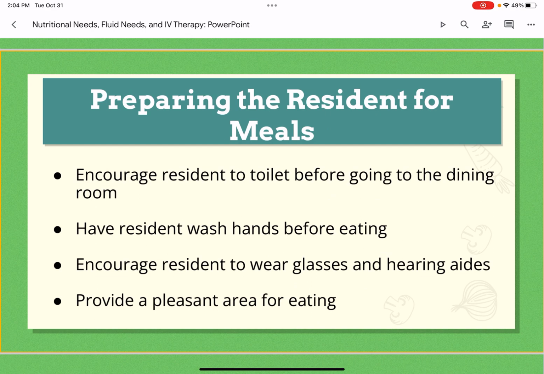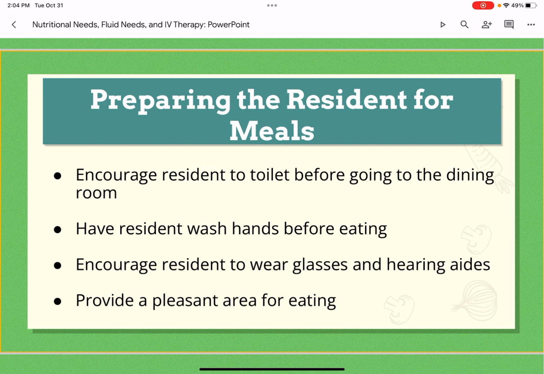When preparing the resident for meals, encourage the resident to toilet before going to the dining room. Have the resident wash hands before eating. Encourage the resident to wear glasses and hearing aids, and provide a pleasant area for eating. In regards to a pleasant area for eating, it's important to encourage residents to eat in the dining room with other residents to promote social interaction.